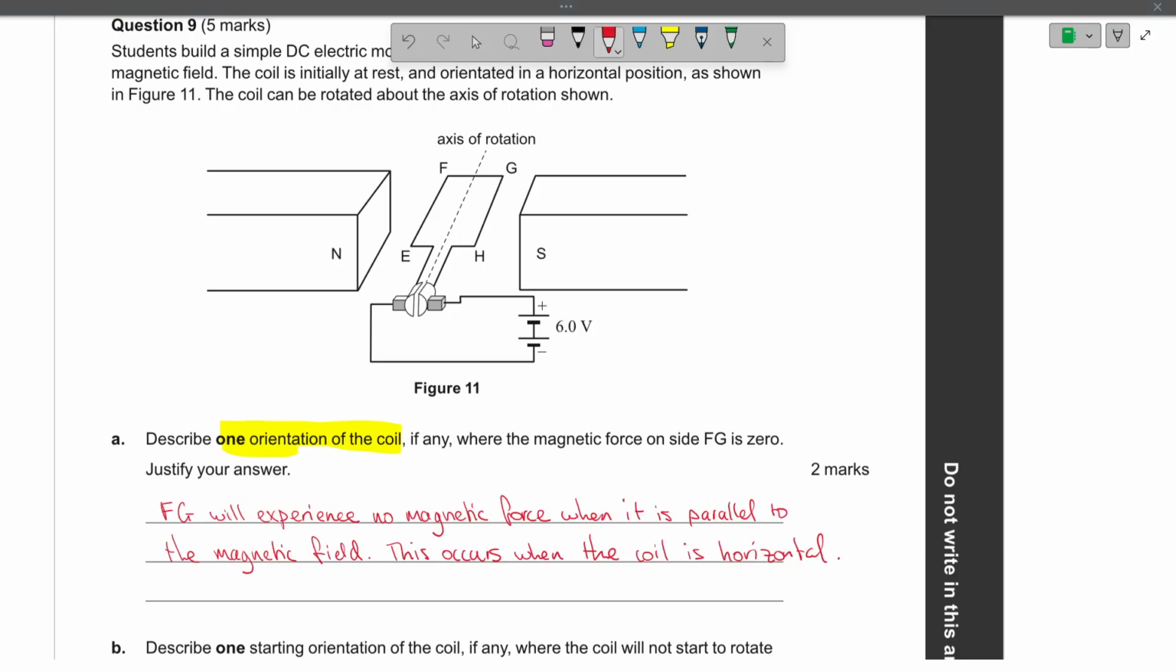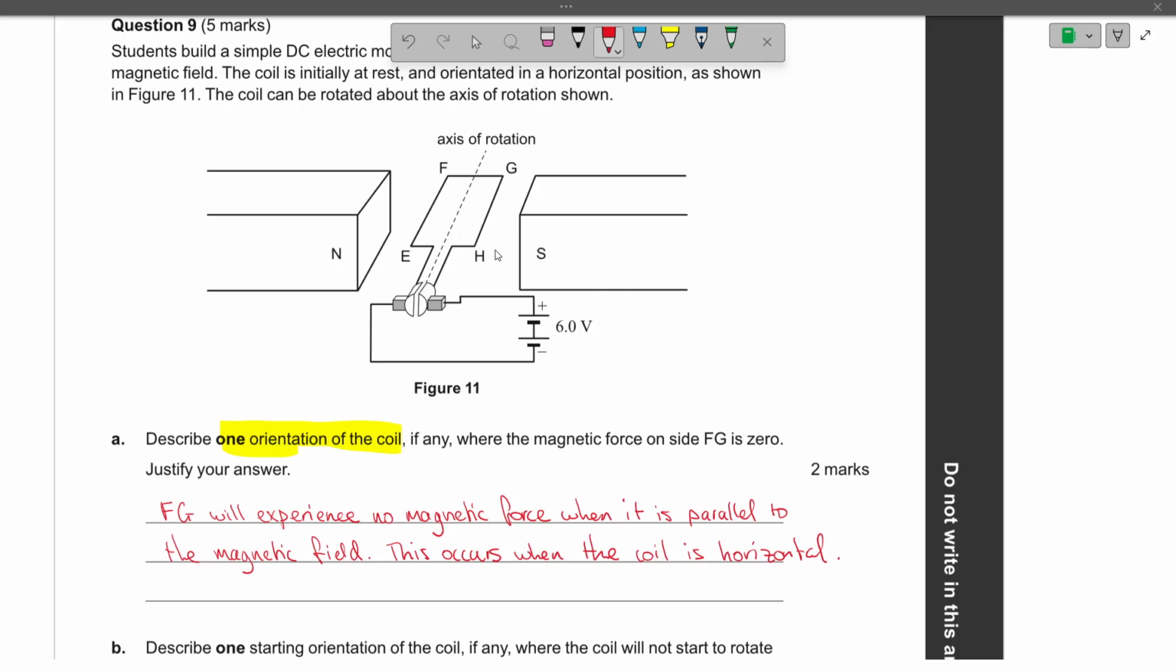Alright, so I've just rewritten my response there. FG will experience no magnetic force when it is parallel to the magnetic field, and this occurs when the coil is horizontal. Okay, I like that wording much better than what I was doing. Hope that makes sense.